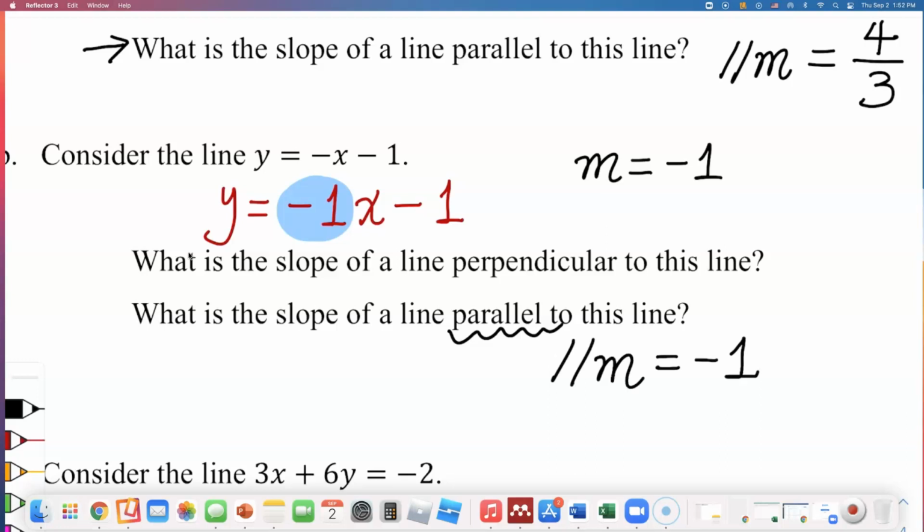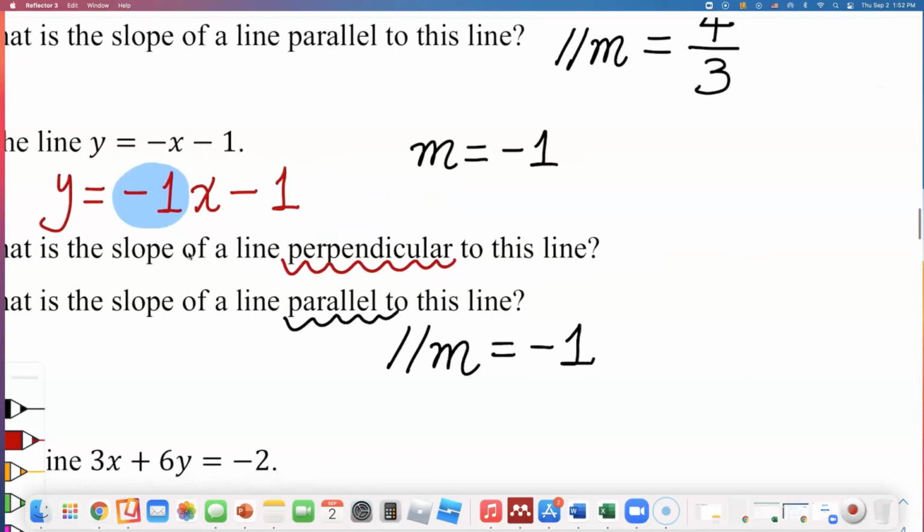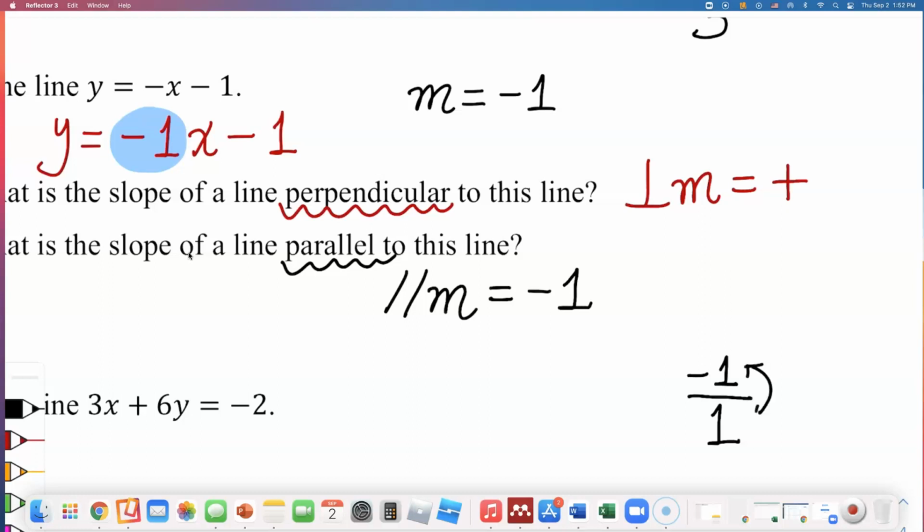Now, let's do the perpendicular. To be perpendicular, it needs to have opposite sign, right? So the original line was negative, so the perpendicular line will have a positive slope. And what's the reciprocal of negative 1? Okay, it's a number, right? So what you can do is put a 1 over it, and then imagine flipping that fraction. But hey, that's silly because 1 over 1 flipped is still 1, right? So guess what? The perpendicular slope is just positive 1.